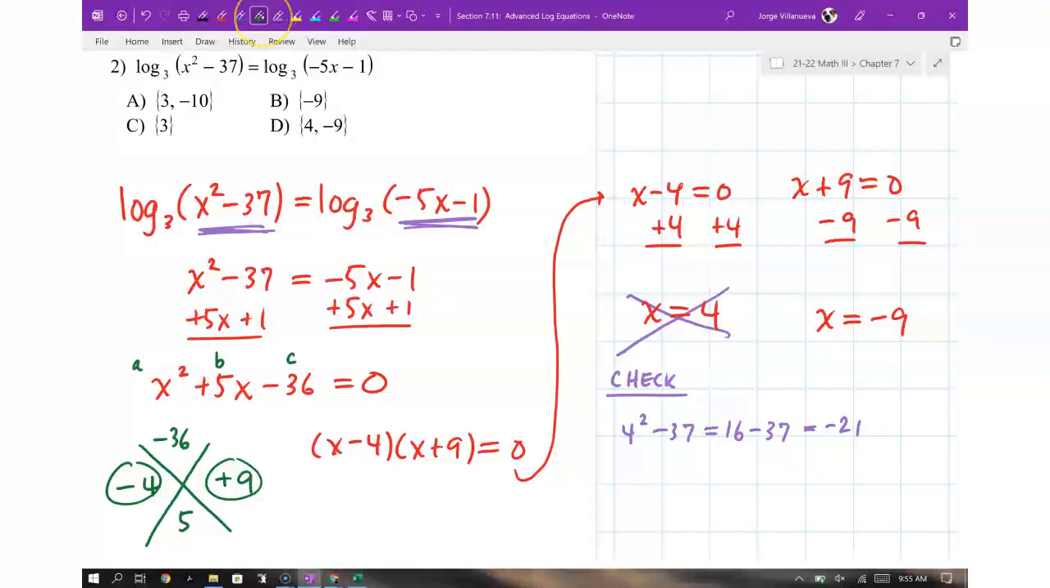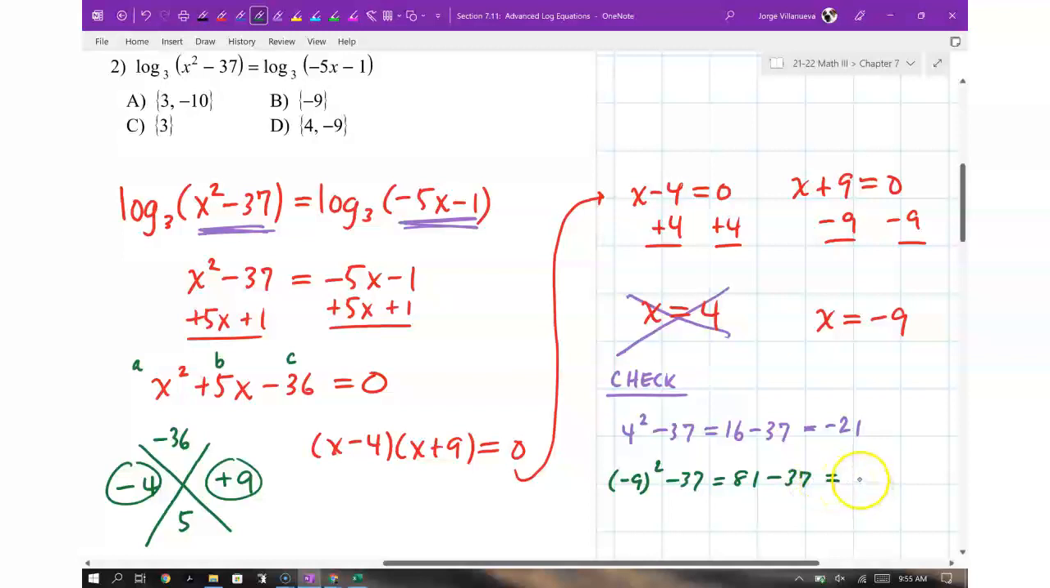So if I try negative 9 into x squared minus 37, so negative 9 squared minus 37, that's 81 minus 37. And that would be, what is that, 44? So that's good. That's a positive answer. But now we got to check it with the other side.